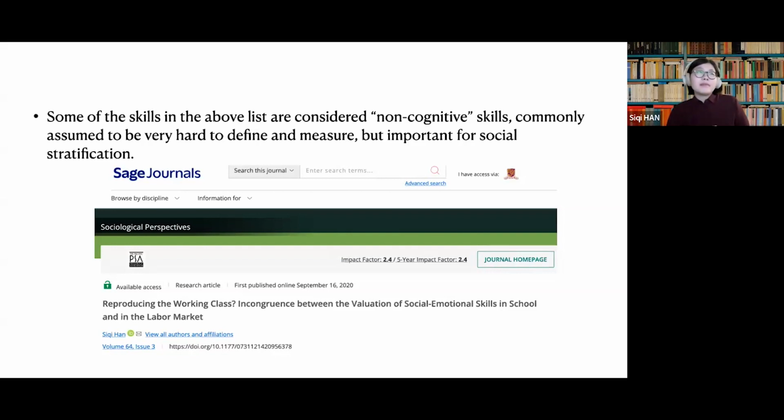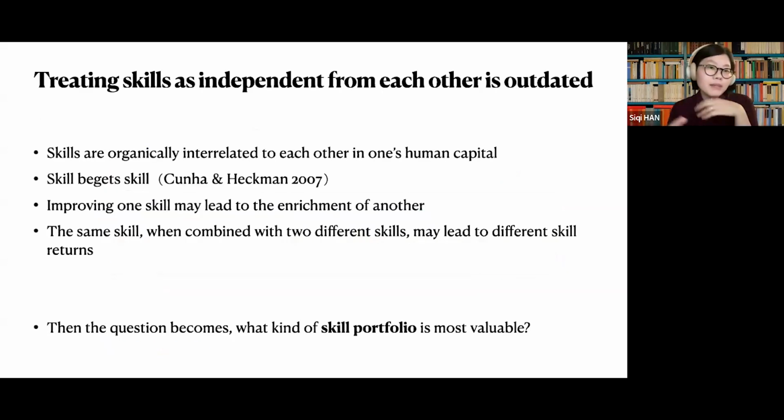But studies like this, like my own study, still suffer from a shortcoming. The shortcoming is they treated skills as independent from each other. And I believe this perspective is outdated. Skills are actually organically interrelated to each other. So when an employer hires an employee, it doesn't mean that he or she hired an employee just for one skill. The job offer that employers offer, they look for job candidates that have a composite set of skills, not just one skill.